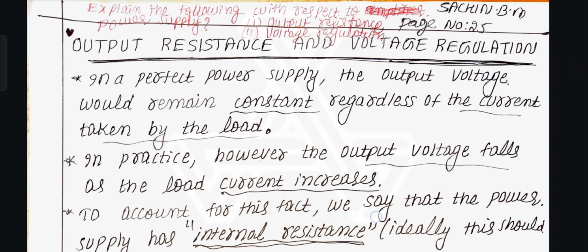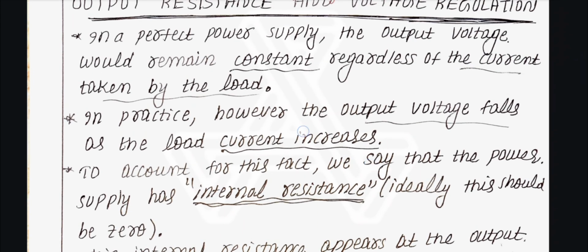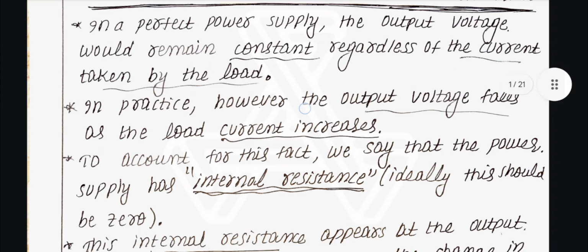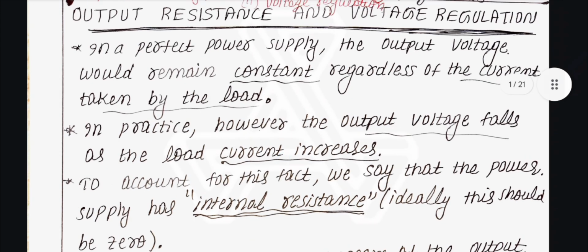Output resistance and voltage regulation. In a perfect power supply, the output voltage would remain constant regardless of the current taken by the load. In practice, however, the output voltage falls as the load current increases.